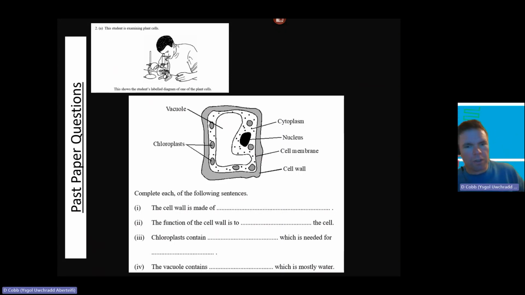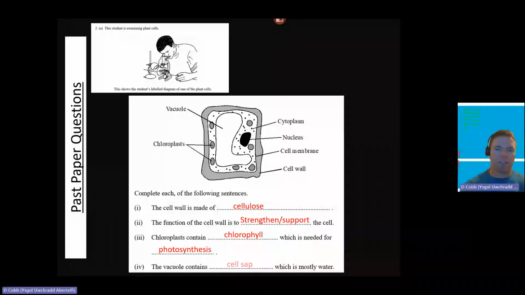Okay, so the cell wall is made of cellulose. Okay, so that's going to need some recall on your part. It's not just a case of identifying things. The function of the cell wall is, you can say, to strengthen or to support the cell. The chloroplasts contain chlorophyll, which is needed then for photosynthesis. And the vacuole contains cell sap, which is mostly water.